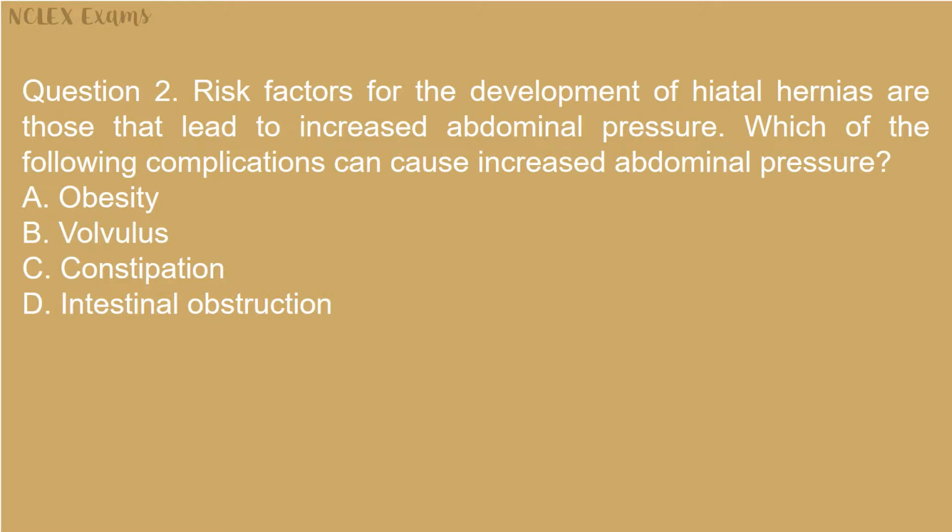Question 2. Risk factors for the development of hiatal hernias are those that lead to increased abdominal pressure. Which of the following complications can cause increased abdominal pressure? A. Obesity. B. Volvulus. C. Constipation. D. Intestinal obstruction.